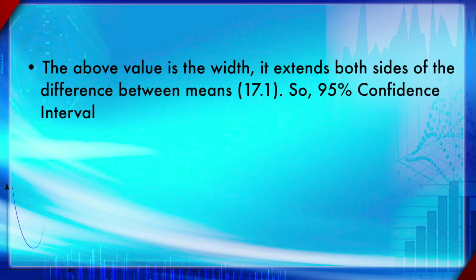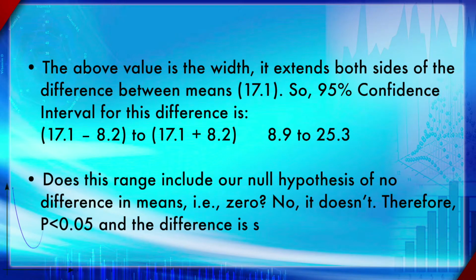It extends to both sides of the difference between the means. The difference between the group means is 17.1. So the 95% confidence interval for this difference is 17.1 minus 8.2 to 17.1 plus 8.2. The mean is in the center, plus or minus, so it's basically an error bar, like a standard deviation error bar or a 95% confidence interval error bar. So the confidence interval is 8.9 to 25.3.